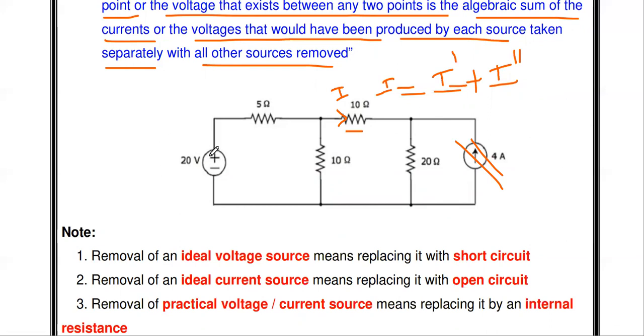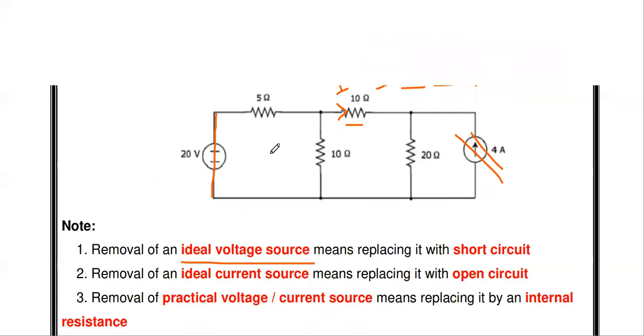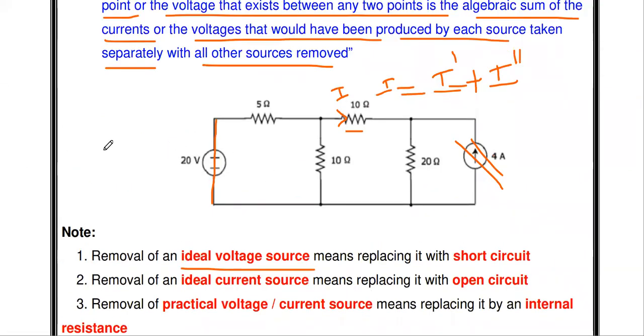If you are deactivating a voltage source, at that time we have to make a short circuit. In the place of the 20-volt battery, there is a short circuit. You just consider these points and remember them. So you see the removal of an ideal voltage source: if you are removing a voltage source, that place is replaced with a short circuit.